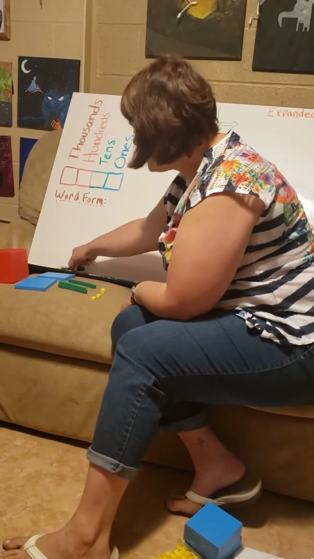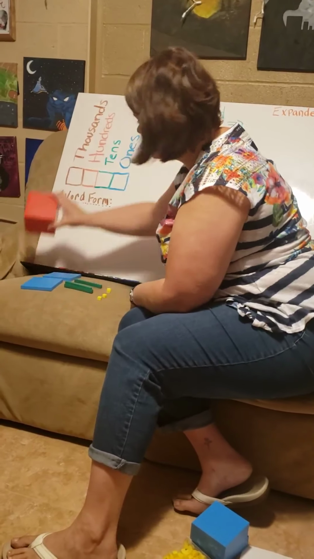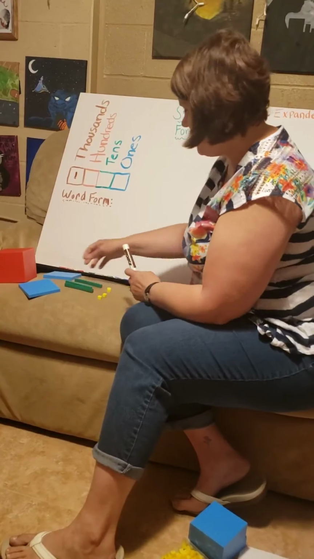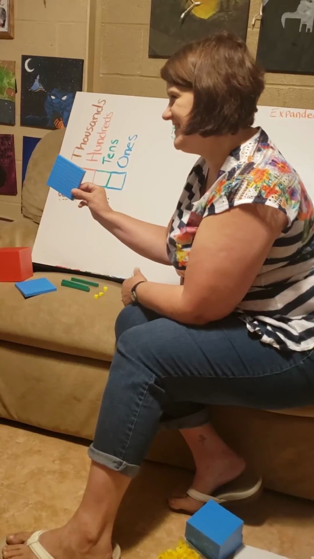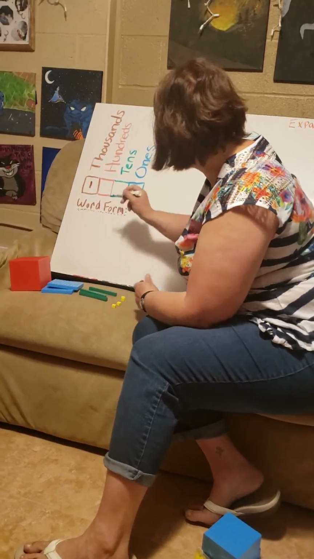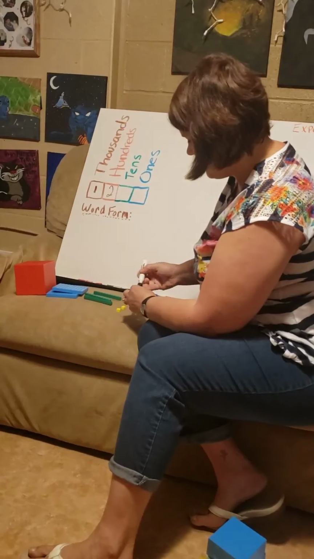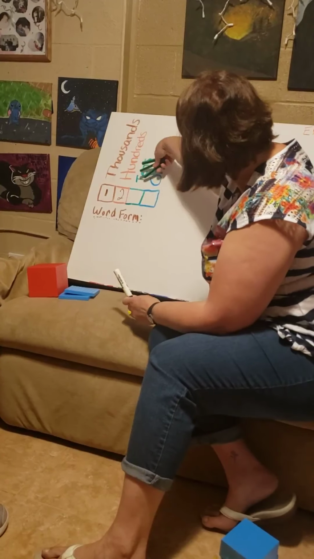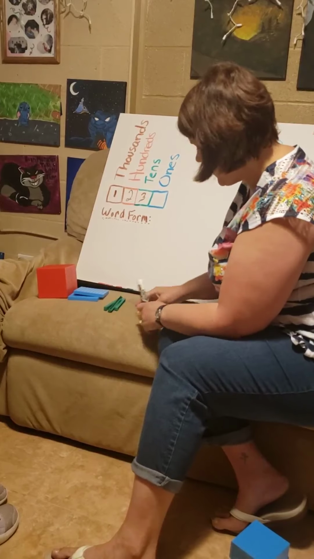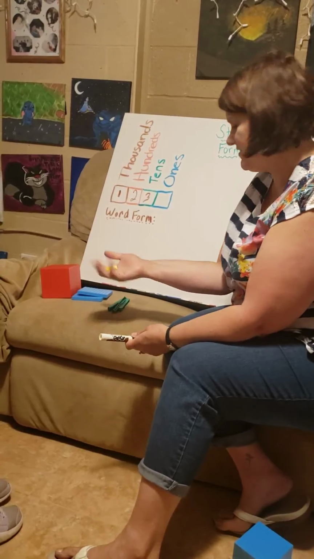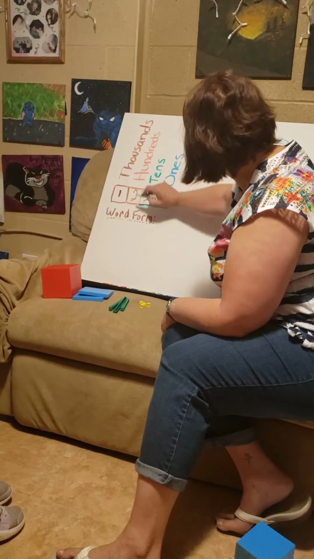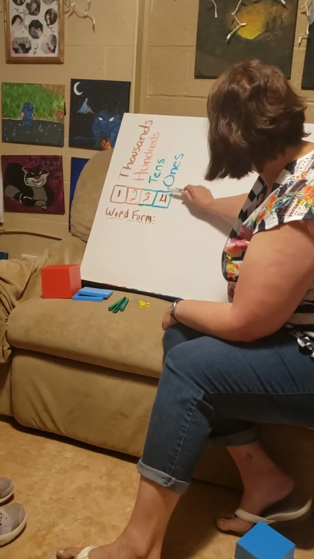Okay. So, how many of the thousands do I have? 1. Awesome job. What were these again? 100. All right. So how many hundreds do I have? 2. So I'm going to put that here. How many tens? 3. Fantastic. And how many ones? 4. Okay. So I have 1 thousand, 2 hundreds, 3 tens, 4 ones.